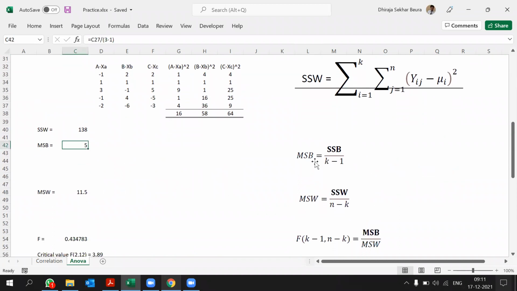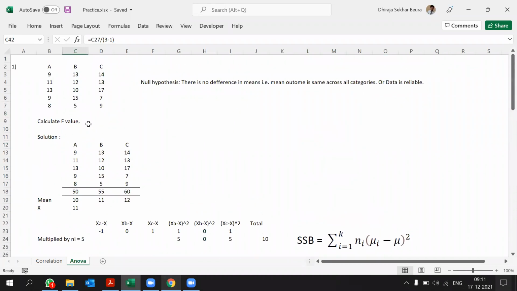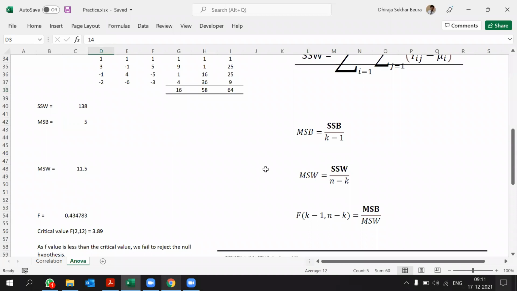So we have calculated MSB now. MSW is nothing but SSW divided by N minus K. N here is, please remember, the total number of observations, all together. These are 5, these are 5, these are 5. So 15, the total number of observations. It is 15, it is not 5. Please don't confuse here. N here is 15, the total number of observations. It is talking about the series only.